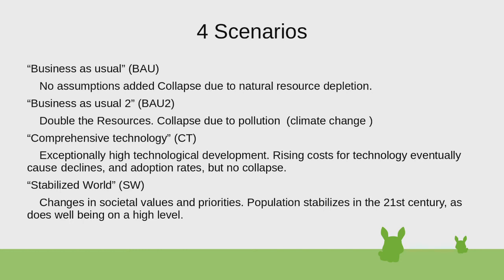This uses the original parameters. Second is business as usual 2, identified as BAU2. Here the amount of resources are doubled. 3 is comprehensive technology, identified by CT. This is the techno-optimist dream, especially high technologies to handle pollution. The last is stabilized world, identified by SW. Changes in societal values and priorities. Population stabilizes in the 21st century. Well-being is at a high level. A world without Republicans.